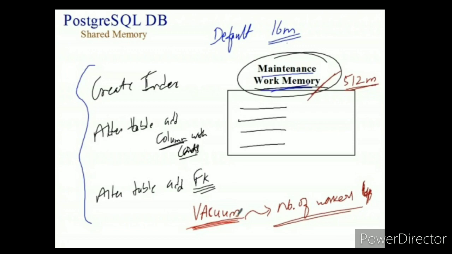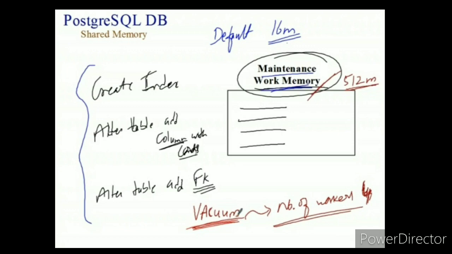Maintenance work memory takes care of all the maintenance activity like index creation, alter index, and the vacuum process, vacuum full. Those kinds of maintenance activities are taken care of by maintenance work memory.